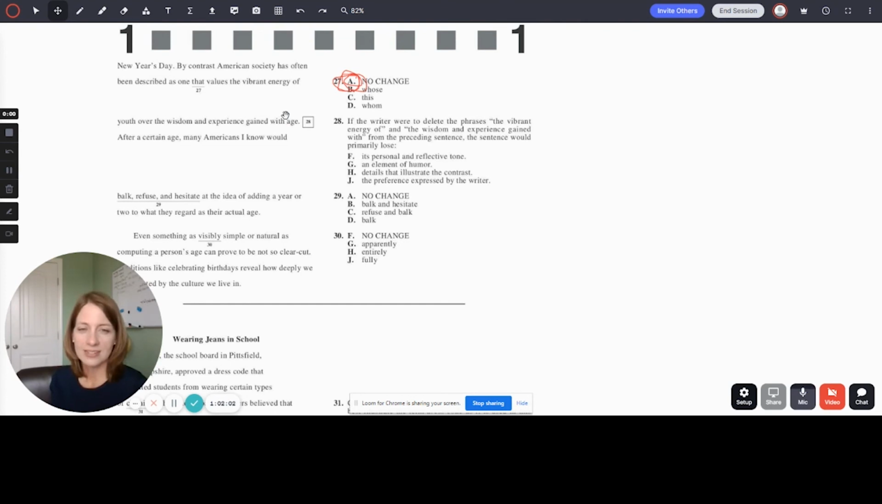If the writer were to delete the phrases, the vibrant energy of, and the wisdom and experience gained with, from the preceding sentence, the sentence would lose. Okay, so it's personal reflective tone. An element of humor, that's not funny. Okay. Details that illustrate the contrast. The preference expressed by the writer. So, yeah, I'm leaning towards, it's not highlighting the difference between American and, okay, so I'm thinking it's F and J. Okay. So leaning towards J.